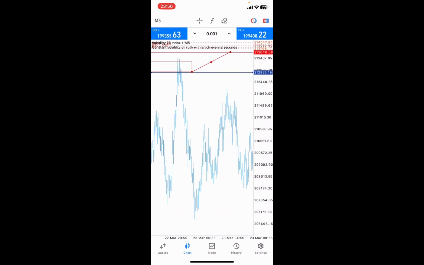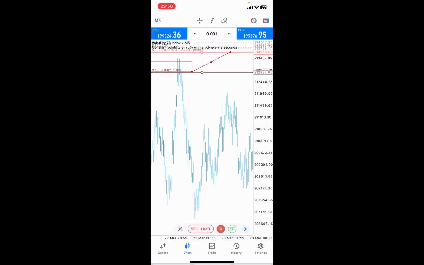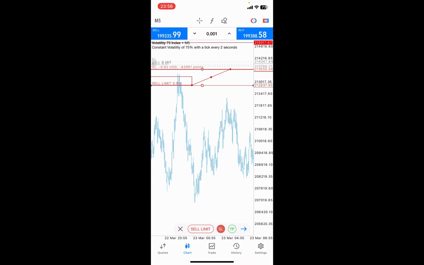So if we were to just take that as an example, place our sell limit here, and as well put our lowest lot size on it, right, being 0.1, what do we get to see? We get to see that we are risking. If you just look, guys, look here.